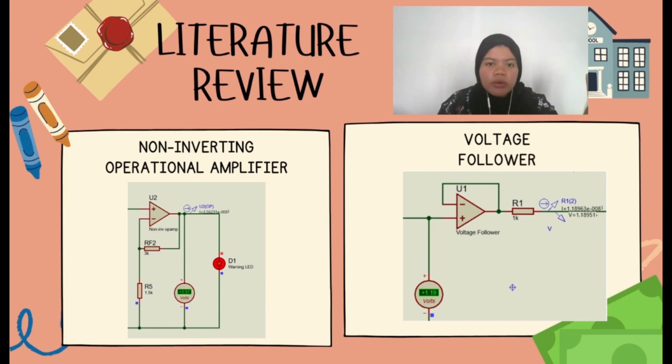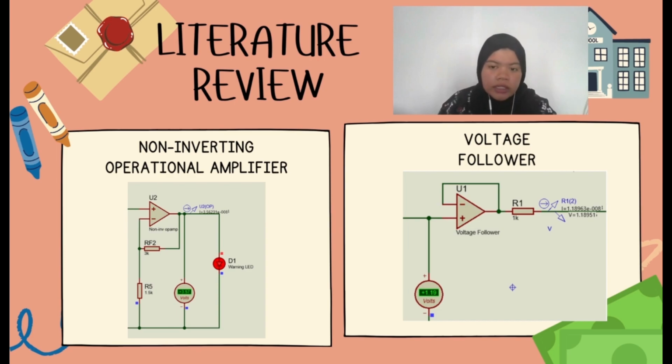For this project we are using two types of op-amp. The first one is the non-inverting amplifier and the other one is the voltage follower. In the non-inverting operational amplifier configuration, the input voltage signal Vin is applied directly to the non-inverting or plus input terminal, which means that the output gain of the amplifier becomes positive in value, in contrast to the inverting amplifier circuit.